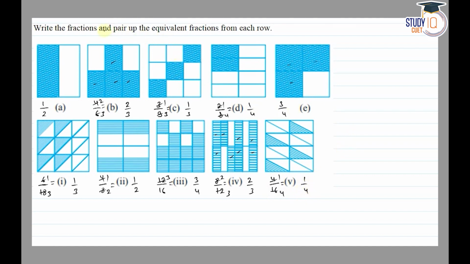Next part is pair up the equivalent fractions from each row. So we will match them. 1 by 2: first is A, and 1 by 2 is in the second. So A and second are equal to 1 by 2. Then 2 by 3: B goes with fourth, so B and fourth are equal to 2 by 3.